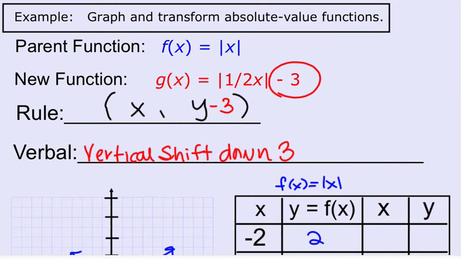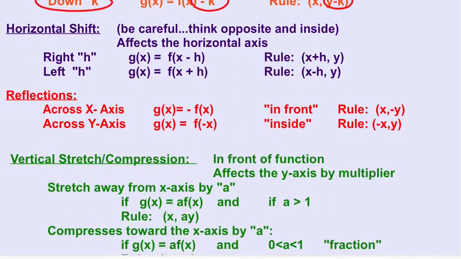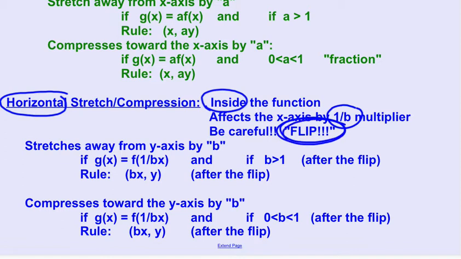All right, 1/2. That 1/2 is multiplying the x. That 1/2 is inside the function, in the absolute value. So let's head over here and say, what does that mean? Inside the function. This means something horizontal is going on. Inside is horizontal. And it's going to affect the x-axis by 1 over b. So be careful, it says flip, flip, flip, flip. So let's go back and flip it.